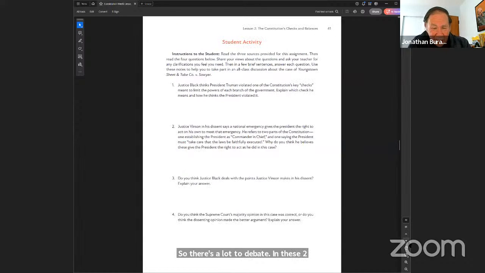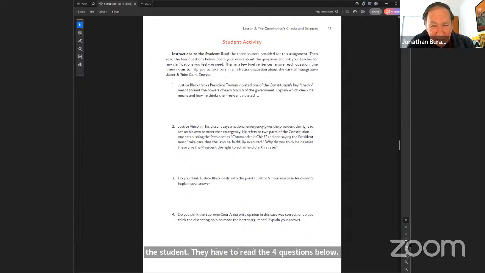Then, next is just the final set of instructions. These are instructions given to the student. They have to read the four questions below, take some notes, maybe use an extra sheet of paper to write out their thoughts, and then use them in a discussion of the whole case. I will read these just to give you a sense of the way the questions are set up.